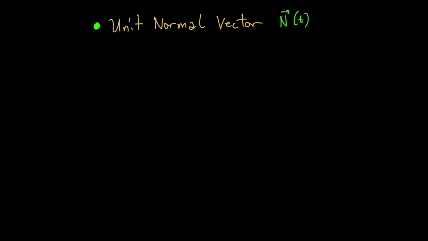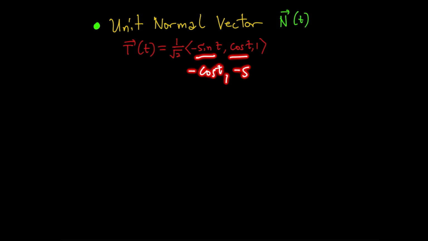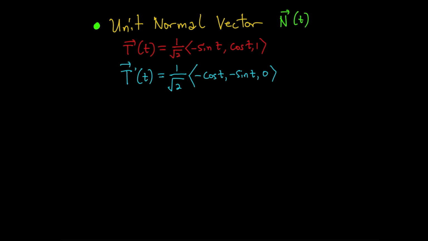Now let us find the unit normal vector. There are two ingredients needed to find this: T prime and its magnitude. Let us first write the unit tangent vector we obtained earlier. Let's differentiate this to obtain T prime. You simply factor the constant out, differentiate the vector, and then put the constant back. When you differentiate, you obtain negative cosine t, then negative sine t, and the derivative of the last part is equal to 0. So for T prime, we have 1 over square root of 2 times the vector we have written.